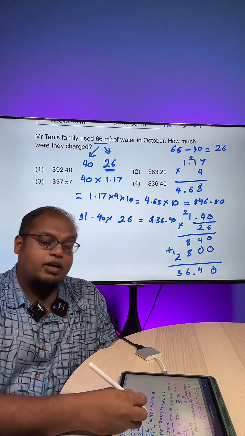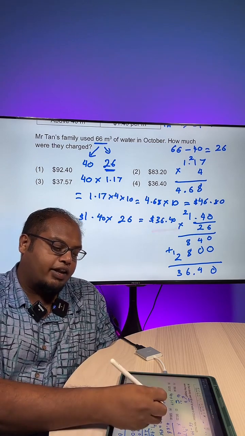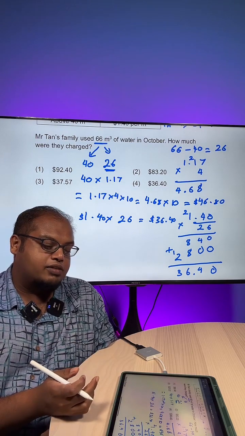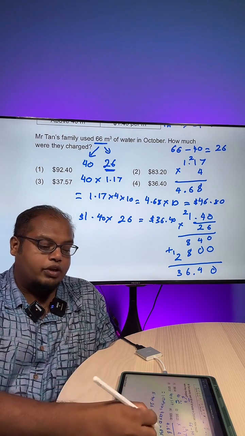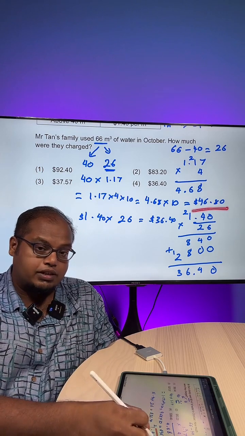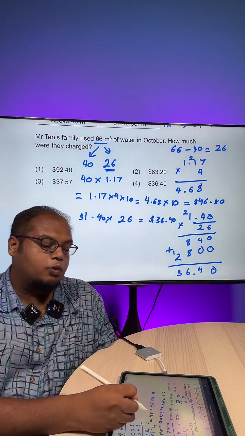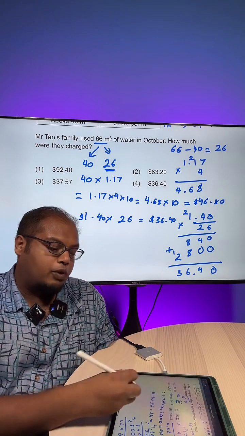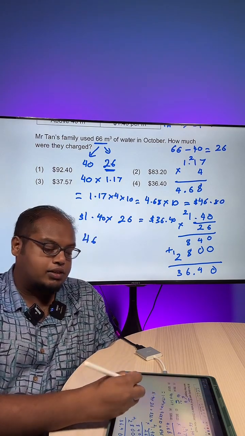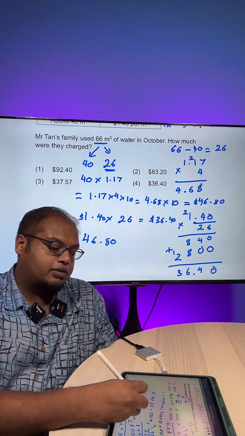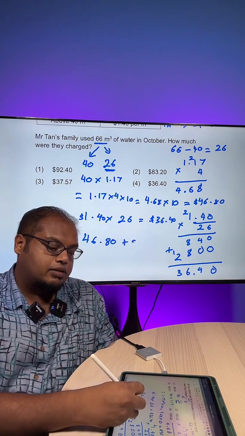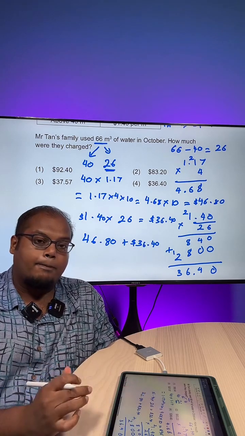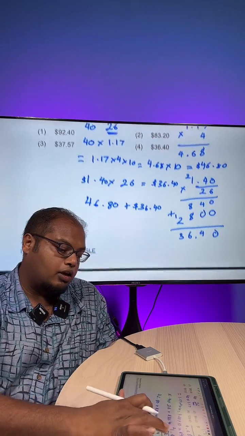Now, if at this point you see $36.40 and immediately you put the answer, you will get it wrong, because one thing we haven't done: the first 40 meter cube, this was the answer. For the remaining 26 meter cube, this was the answer. One last step, we need to add. So $46.80 plus $36.40. Okay, let me do the working.